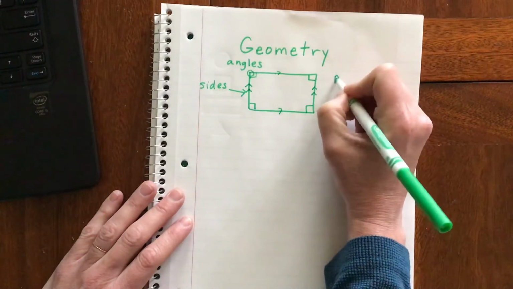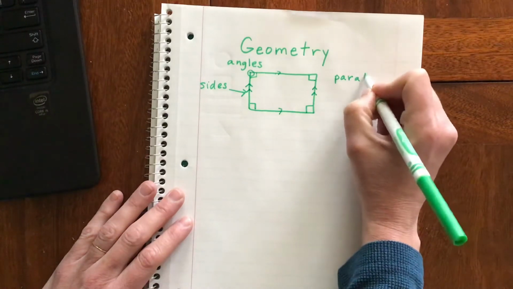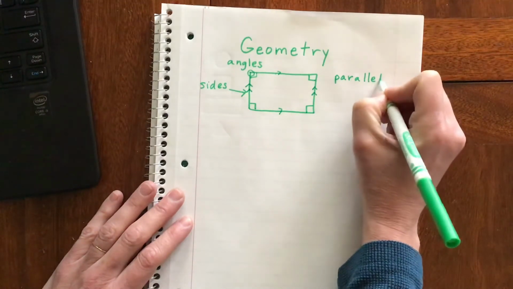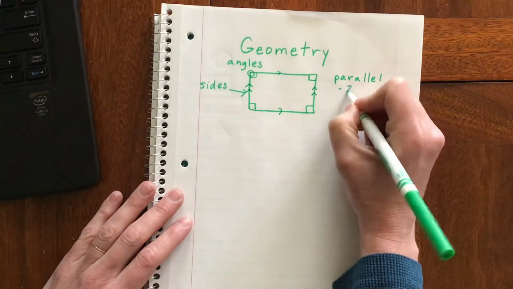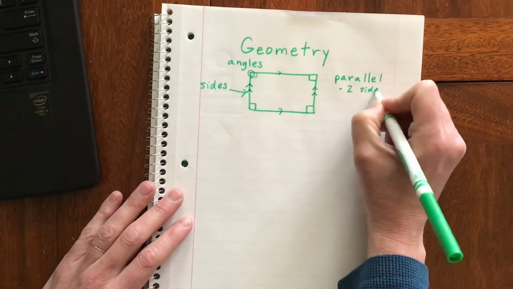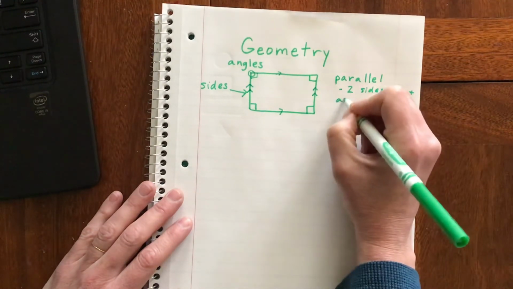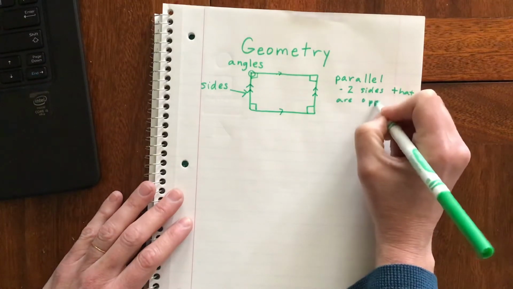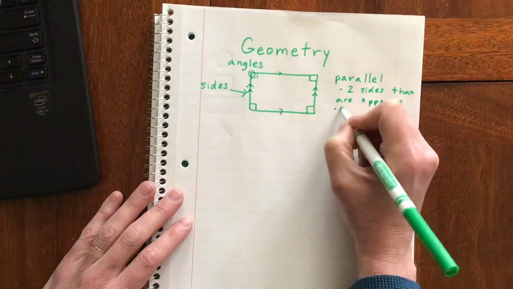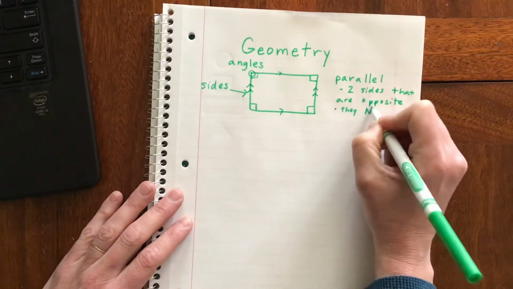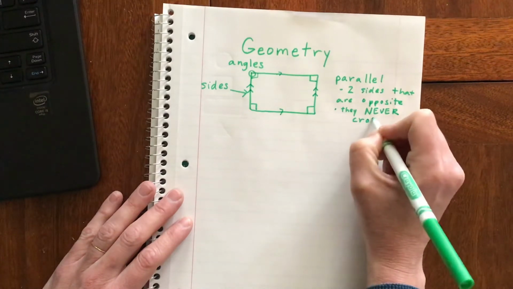Now parallel is kind of a tricky word to spell, right? So let's do it together. P-A-R-A-L-L-E-L. So parallel lines, there are 2 sides that are opposite. They never cross.